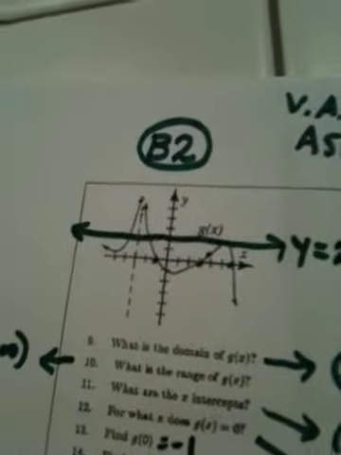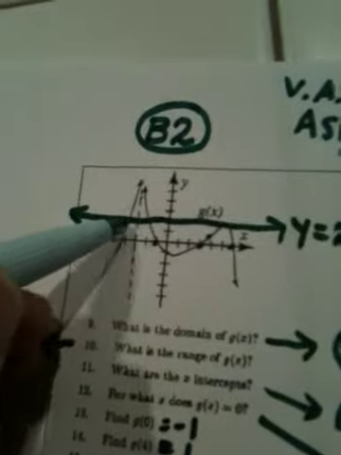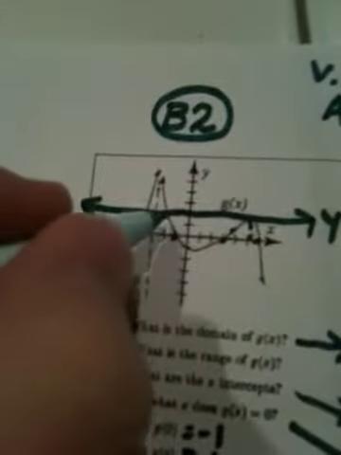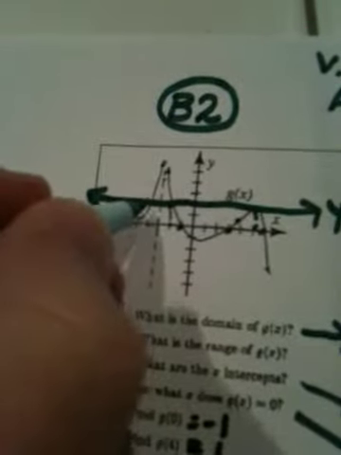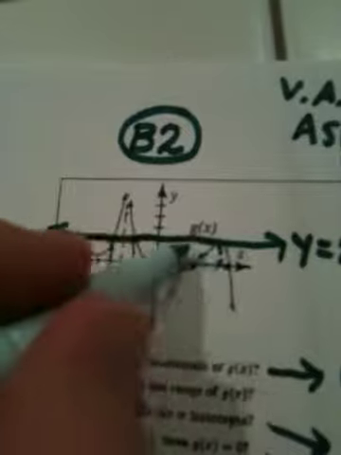Now that line touches my graph 3 times. Once, twice, 3 times. So what I do is I look directly down to the x-axis from where that graph touches my line. And there are 3 x values where it touches.